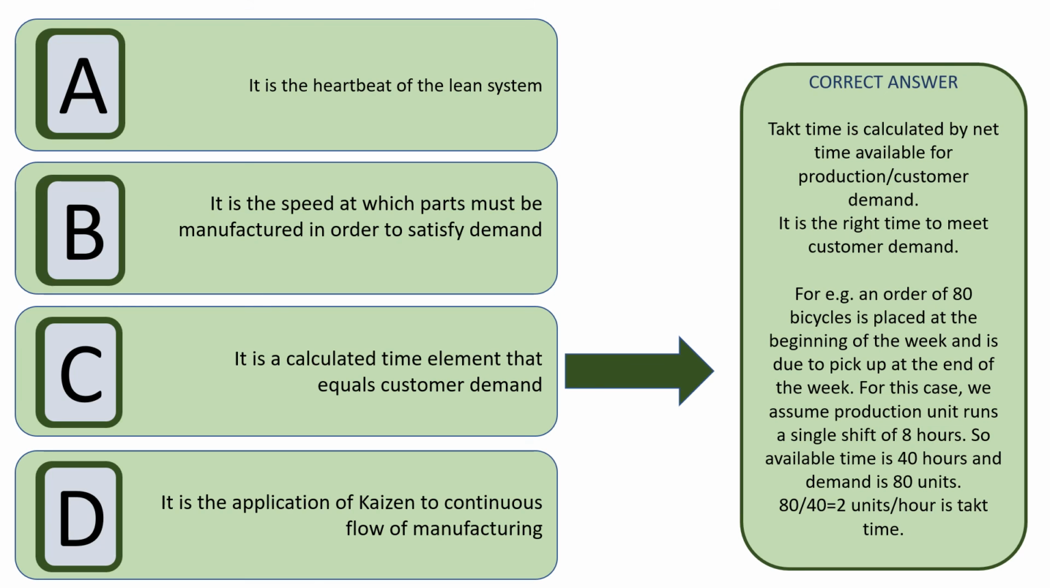A is incorrect because it is a part, but there are other components important for the lean system. B is an inappropriate answer as it is related to speed, which is time. D is not at all related to takt time, as Kaizen is a Japanese term that refers to ongoing or continuous improvement.